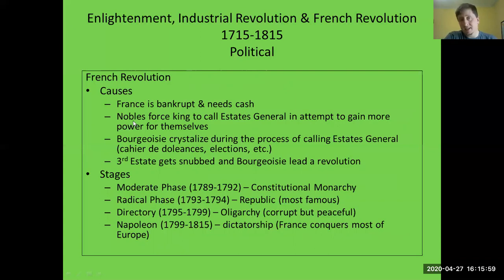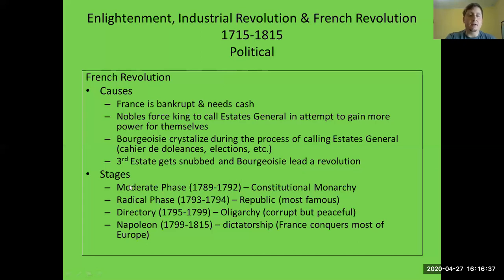Louis XVI asks the nobility, hey, can we have a loan? The nobles see this as an opportunity for them to gain more power for themselves, and so they force the king to call the Estates General, or the Estates Generale, however you want to call it. During the process of calling the Estates Generale, the bourgeoisie sort of crystallize and begin to see themselves as the leaders of the Third Estate. And when the Third Estate gets snubbed at the Estates Generale, the bourgeois decide this is the moment to revolt.